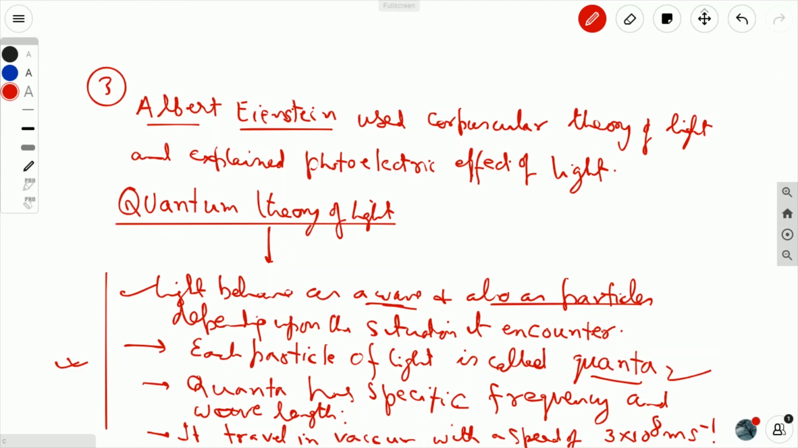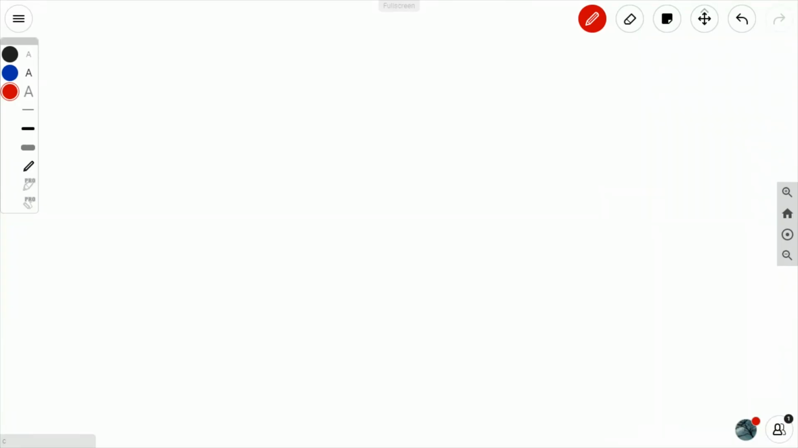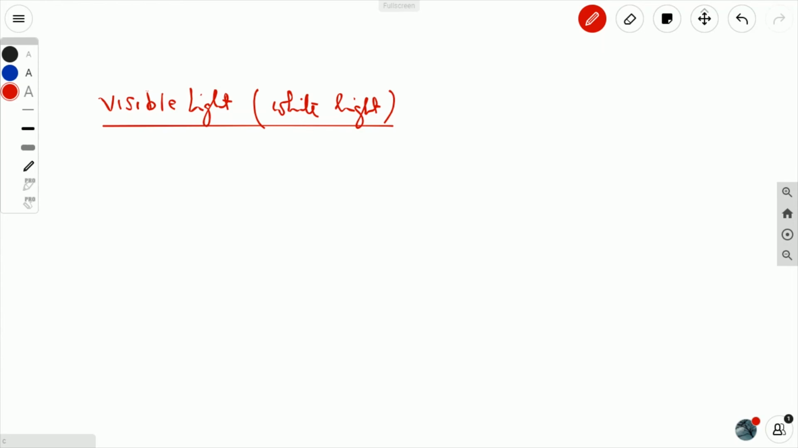Okay, last one, we go to the visible light. Now the last part of the topic is visible light. So let me clear it all. Visible light is what? White light is called visible light.